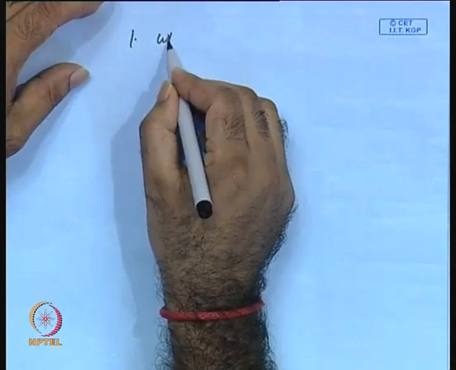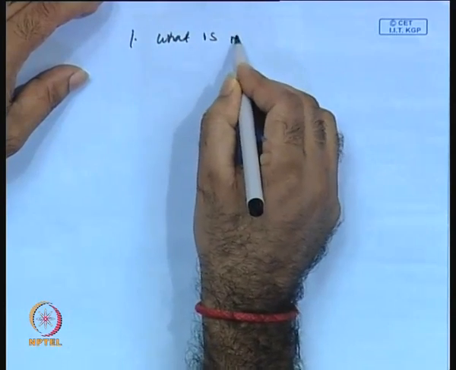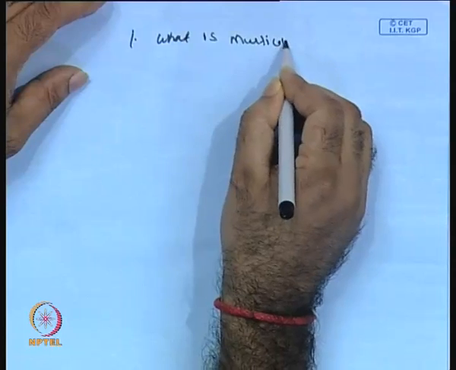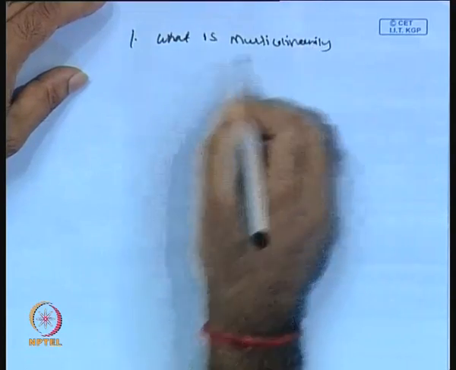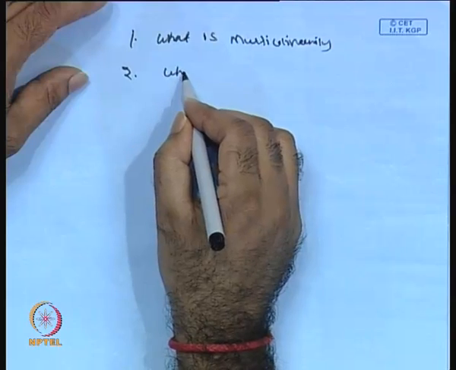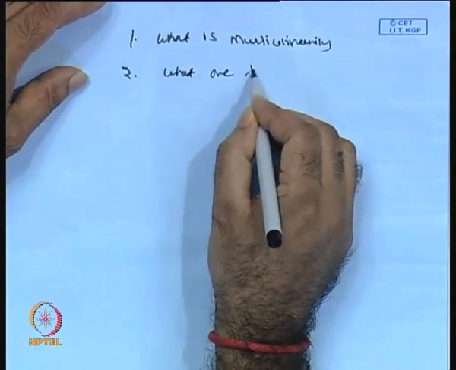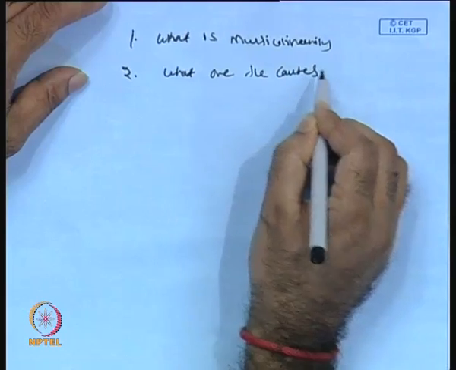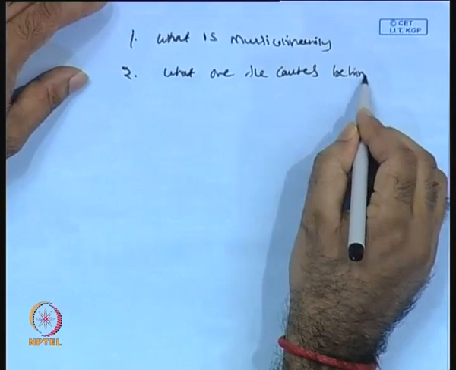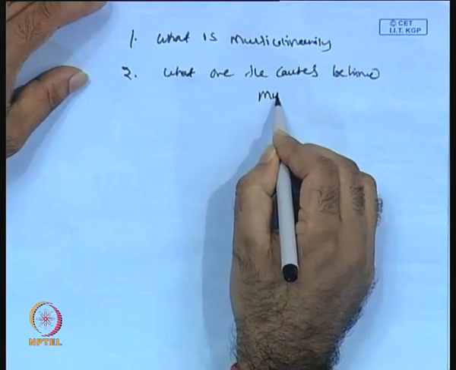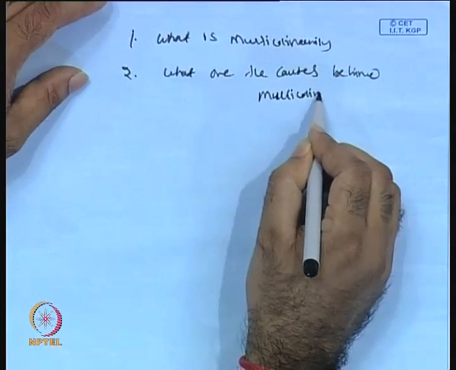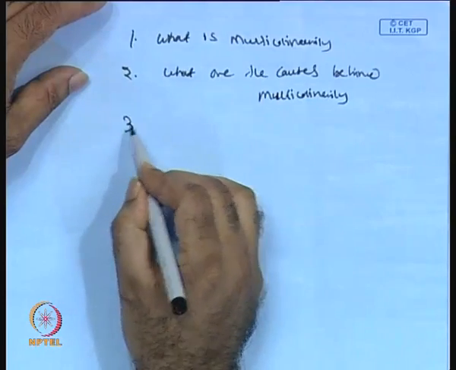So, we would like to now discuss various structures and issues of multicollinearity. What are the structures? First, we would like to know what it is all about. Okay. Second issue is what are the causes? What are the causes behind multicollinearity? This is the second problem we have to discuss.